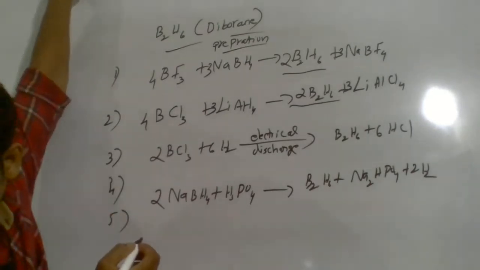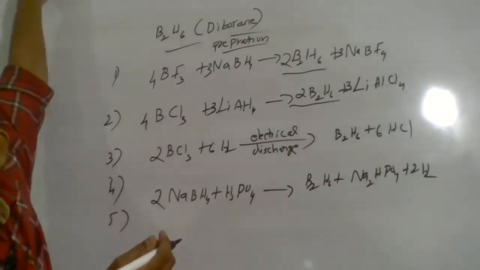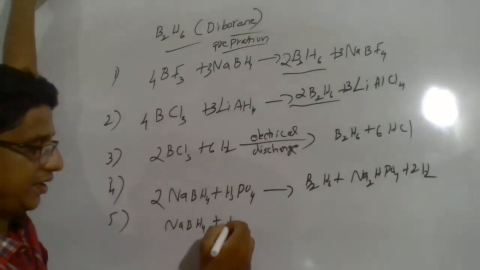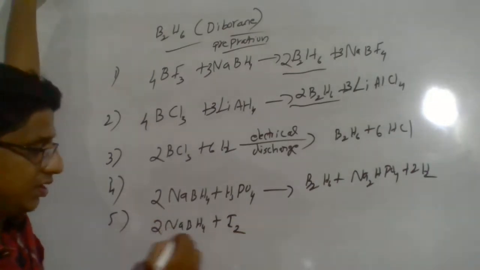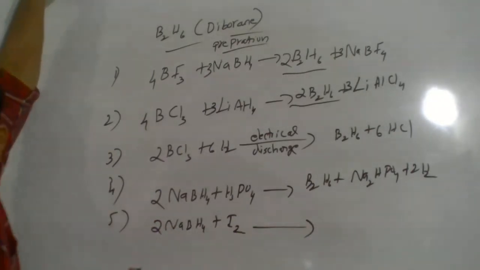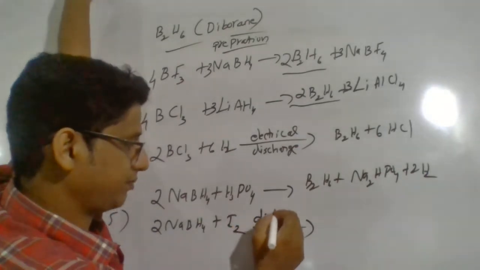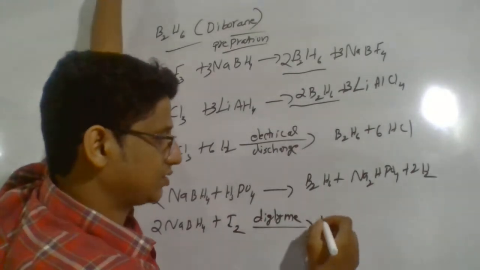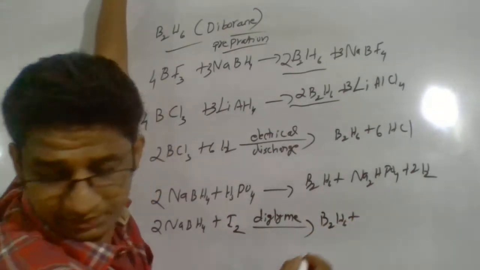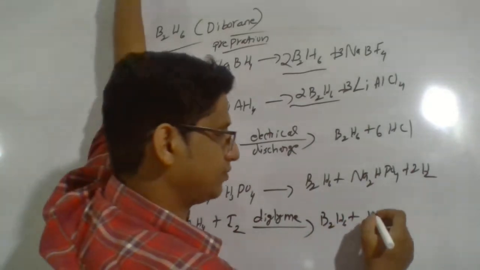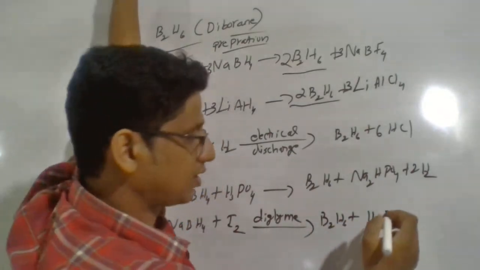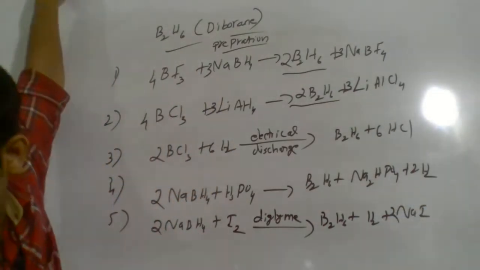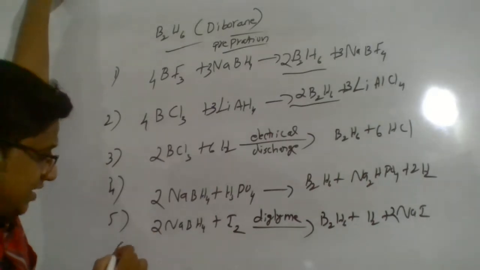Next, method number 5: this time sodium borohydride is treated with iodine. Here we use a solvent called diglyme, which is an ether solvent. So in the presence of the solvent, it gives diborane, hydrogen and sodium iodide. So that's the next method.